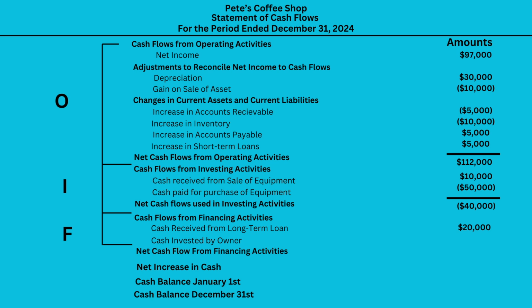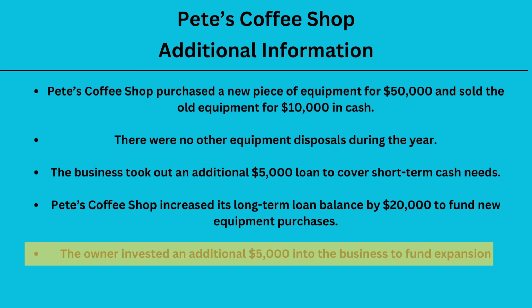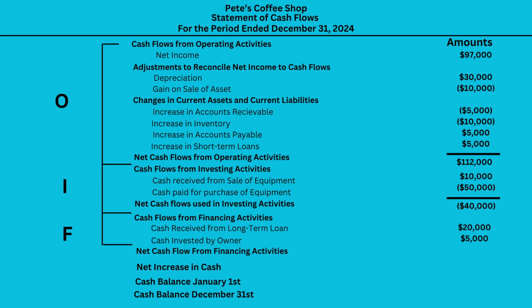If we take a look at our additional information section, the last bullet tells us that the business owner invested $5,000 in the company over the accounting period. This amount will get added to our financing cash flows. Combining these two entries, we end up with $25,000 in net cash flows from financing activities. A common mistake: thinking interest payments go here. They don't. Interest payments are an operating expense, not a financing activity.